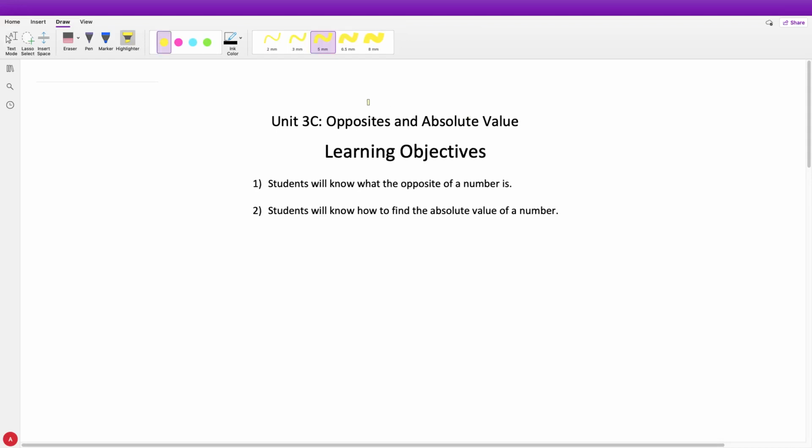So the next video we're going to go through in Unit 3C is going to be opposites and absolute value. So our learning objective today is to know what the opposite of a number is and also how to find the absolute value of a number.